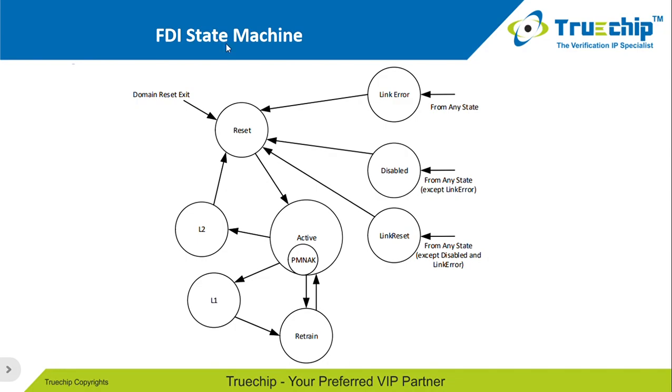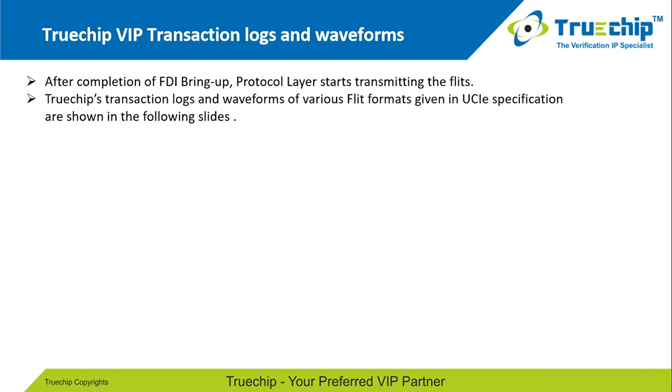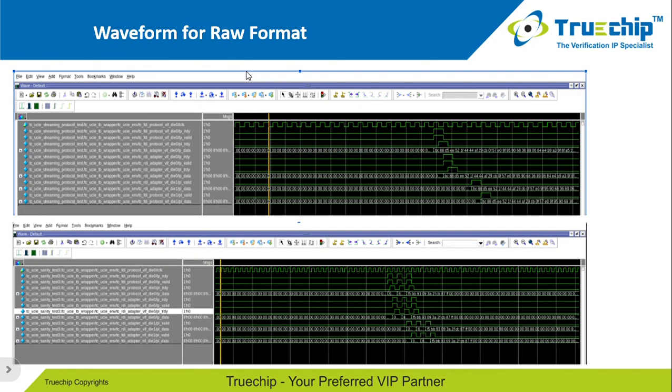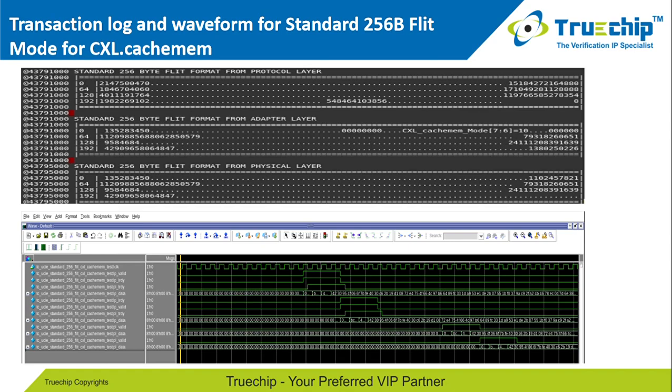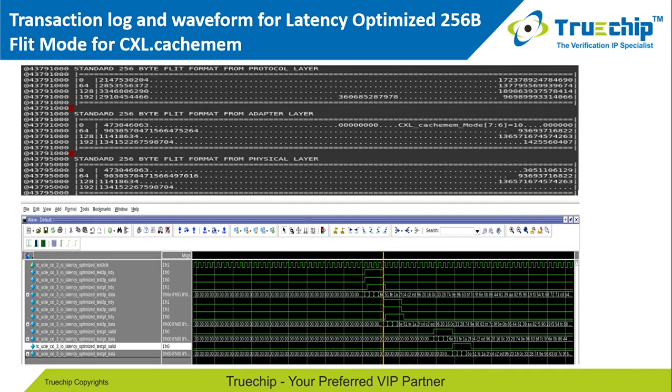So here's the FDI state machine. And this is the TrueChip VIP FDI bring up flow, where we can see all the signals that are performed during the FDI bring up. So let's have a look at the TrueChip VIP transaction logs and waveforms for different FLIT formats. This is for the raw format. This is the transaction log for the raw format, and these are the waveforms for the raw format. So here we can see the transaction logs and waveforms for different FLIT modes.